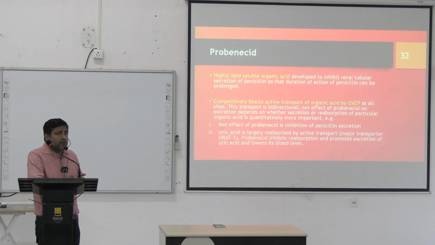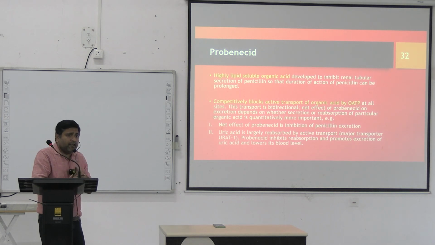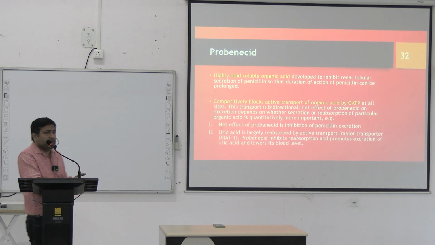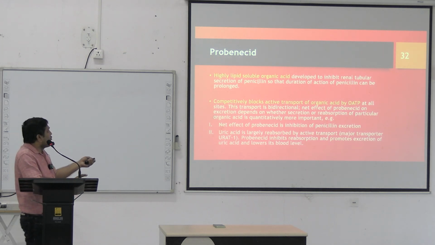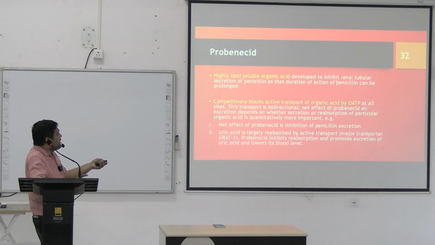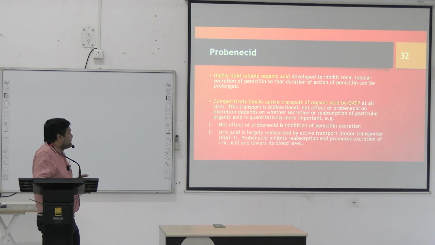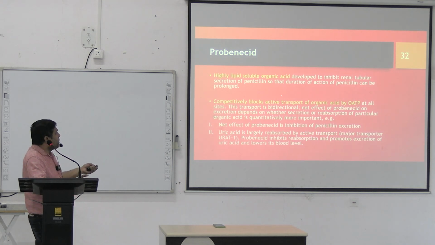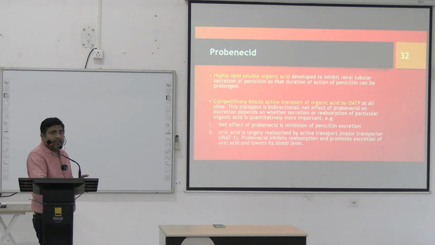Now, it was found that, on the other hand, it is also increasing the excretion of uric acid, and so they are helpful in the gout patient. So, it is a highly lipid soluble organic acid developed to inhibit renal tubular secretion of penicillin, so that duration of action of penicillin can be prolonged. It competitively blocks active transport of organic acid by OATP, that is organic anion transport protein, at all sites.